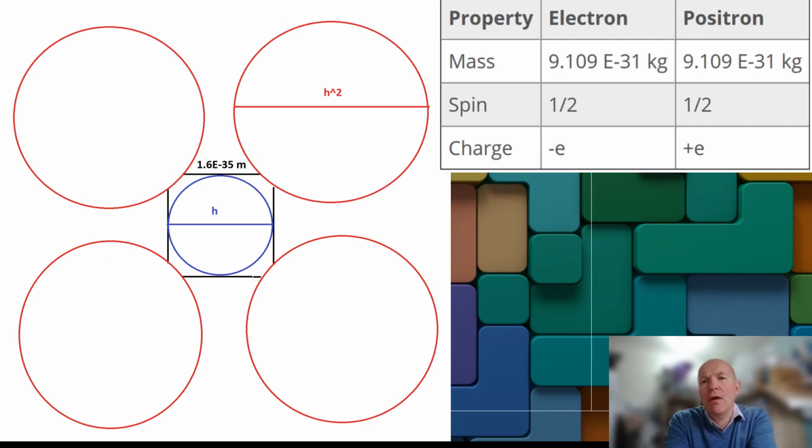The mass of the electron and the positron are identical, their spins are identical, and the only thing that is different is the charge, and there's this membrane, the fine structure constant of the universe, alpha, that separates them.